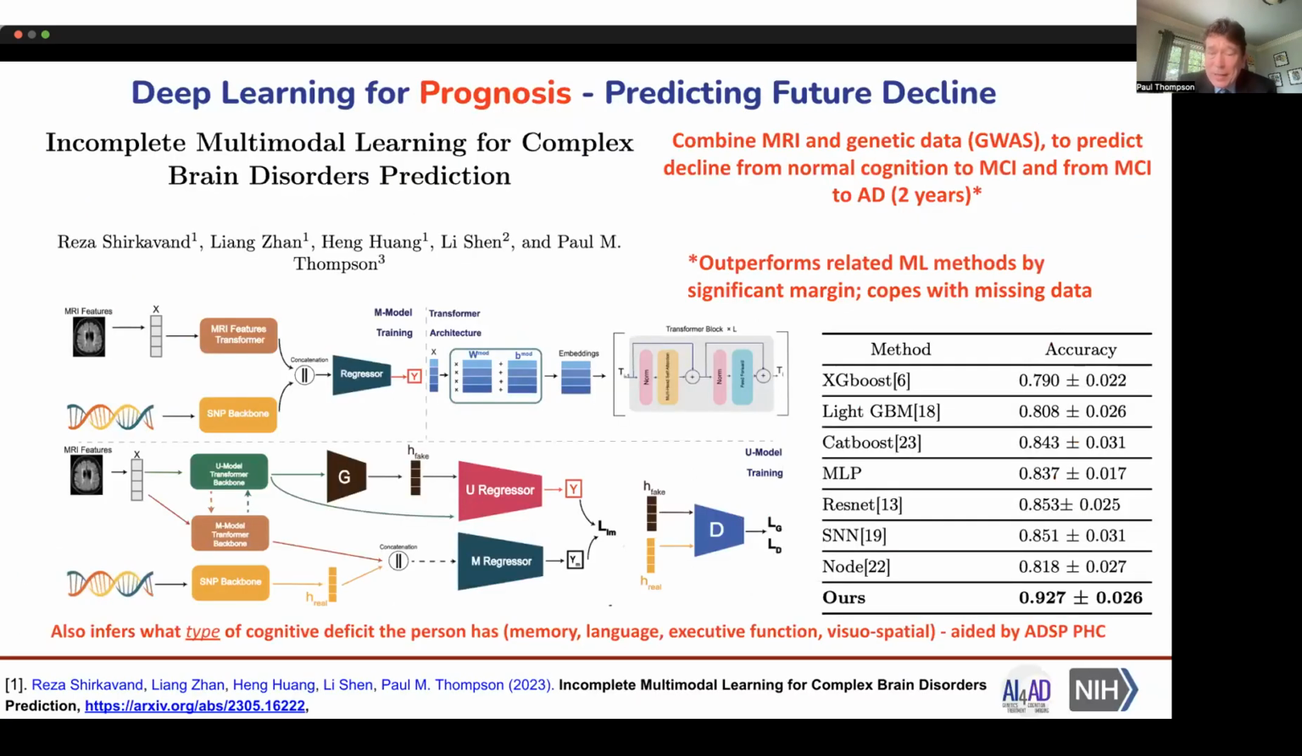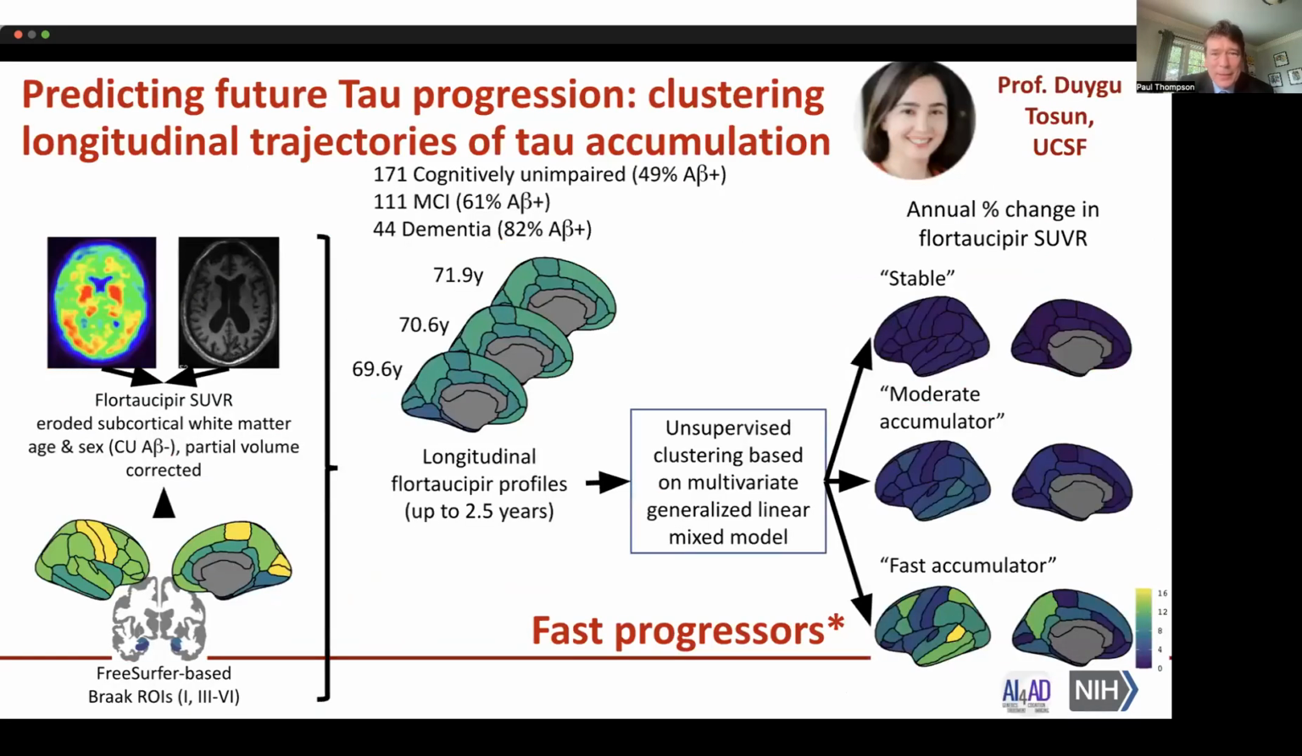Can you predict who will get Alzheimer's disease? So this remarkable work combines neuroimaging and genome-wide SNP data, and tells whether you will be developing Alzheimer's disease or converting from mild cognitive impairment to Alzheimer's disease in the next 2 years. This outperforms many related machine learning methods by a significant margin. It copes with missing data, and it even tells you what type of cognitive deficit the person has, whether it be in memory or language or executive function or visuospatial aspects.